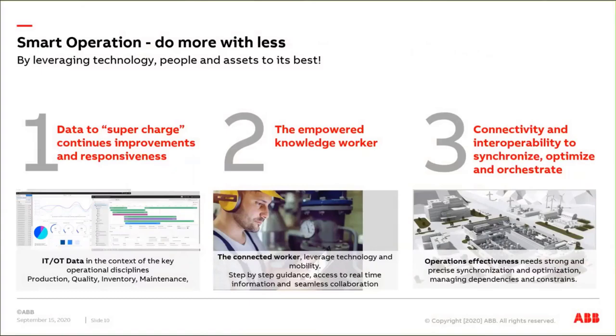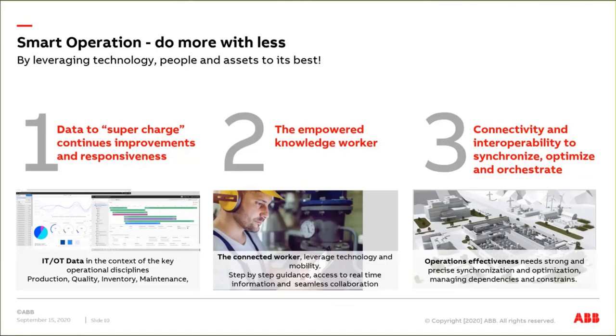And in essence, smart operations is about doing more with less, by leveraging technology, people and assets to their best. It's similar to when you ask your teenage son or daughter what smart means for them. It's also about doing as little as possible, but getting it done. And what I will show today is how smart operations is the foundation for ABB's manufacturing operations management suite.